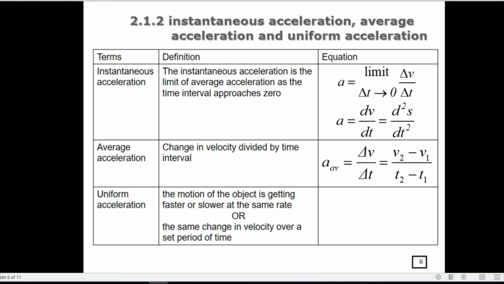And the last term is uniform acceleration, meaning that the motion of the object is getting faster or slower at the same rate, or the same change in velocity over a set period of time, which shows an equation of a, similar to the instantaneous acceleration, a equals dv per dt. But since this is a uniform acceleration, the acceleration would be constant.